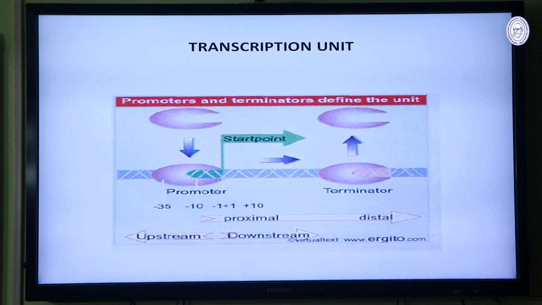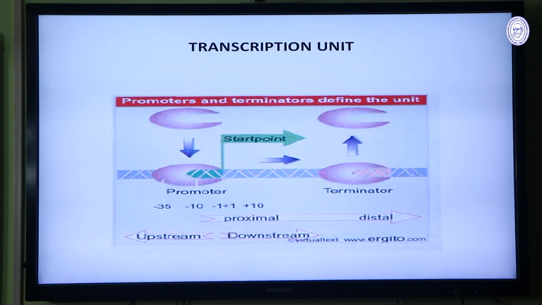The region on the left hand side of the start point we call the upstream region or the upstream sequences, and the right hand side from the start point we call the downstream sequences, which are indicated by the positive signs, and the upstream sequences are indicated by the negative signs. The sequences lying towards the upstream region are known as the proximal region, and the downstream regions are indicated as the distal region.